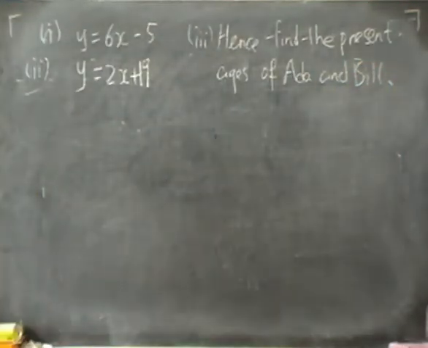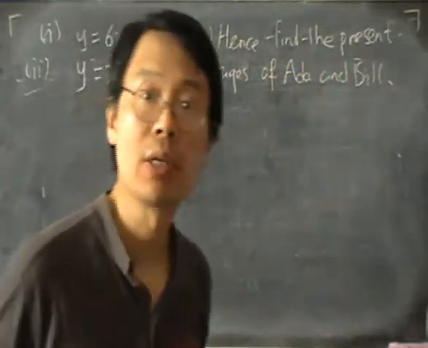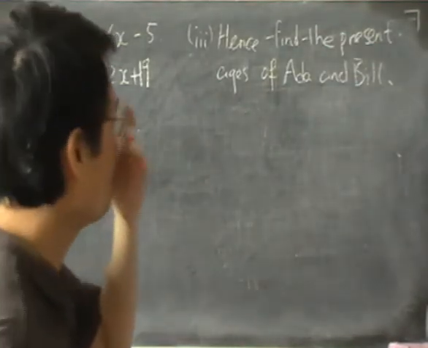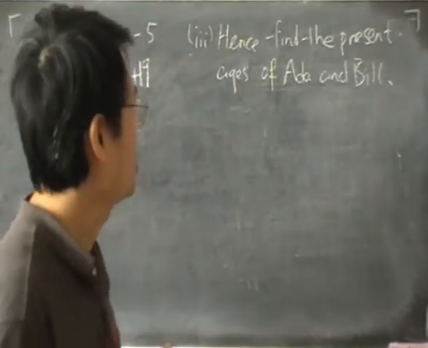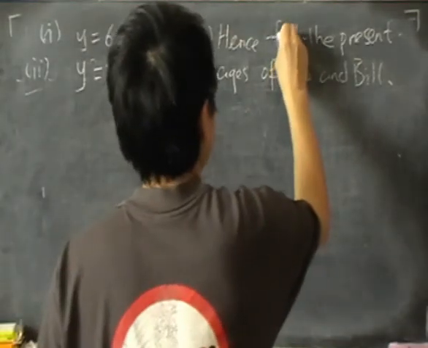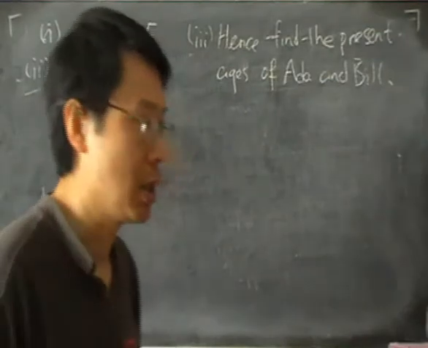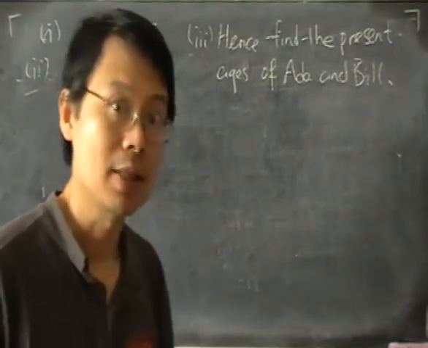Hence find the present ages of Ada and Bill. But before I explain the answer, let me point out something first. Something important about how exam questions are often written in an exam paper.